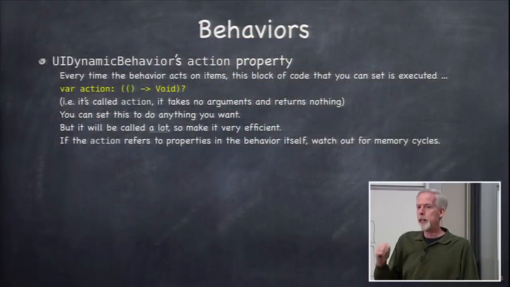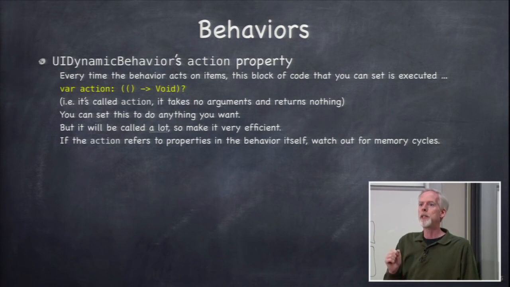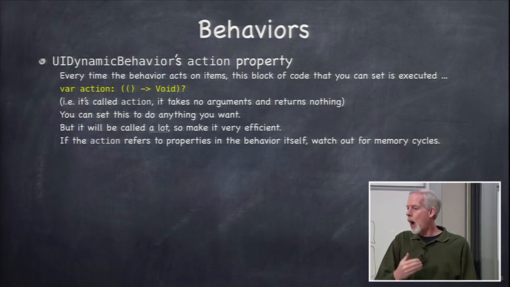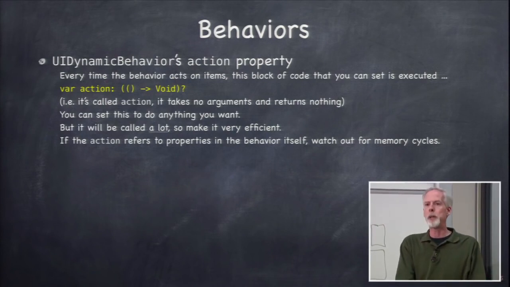99.999% of the time it's set with a closure. And this piece of code will be executed every time this behavior acts upon its items. That means it's called a lot. Imagine a gravity behavior constantly accelerating something. So it's constantly acting upon it, so it's constantly going to be calling this.